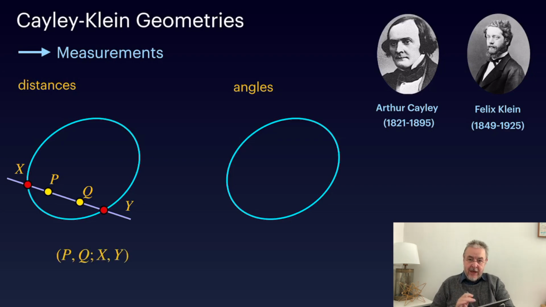This cross ratio is now almost the distance between these 2 points, but we have to do some kind of cosmetic operation on that cross ratio. Cross ratios are multiplicative entities, so they behave nicely under multiplication, and distances should be additive in a way. And to get from something multiplicative to something additive, we take the logarithm of the cross ratio.